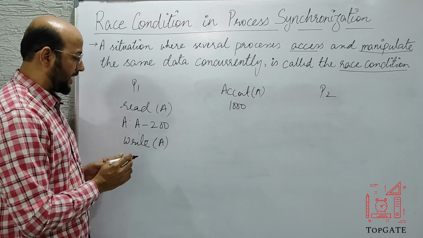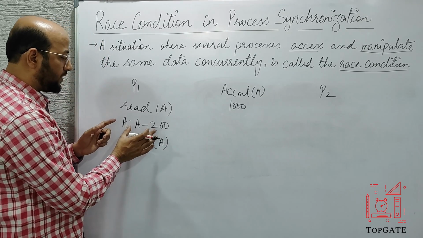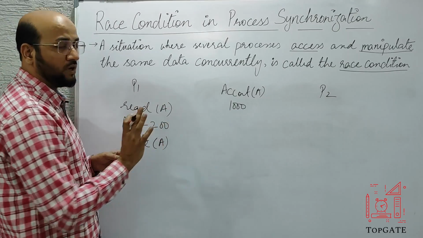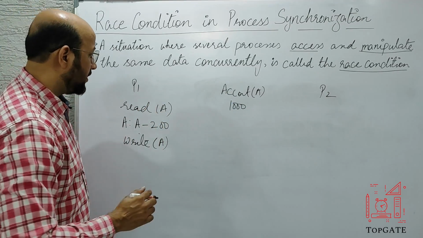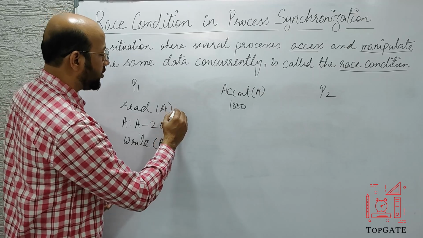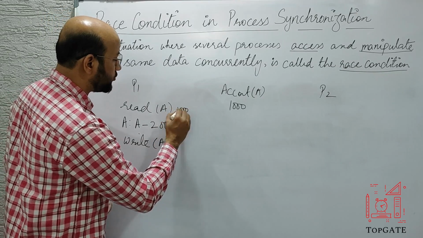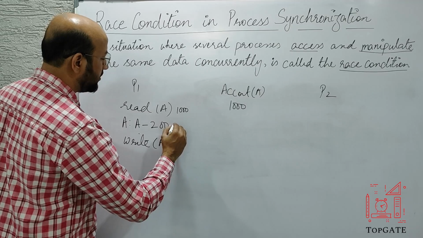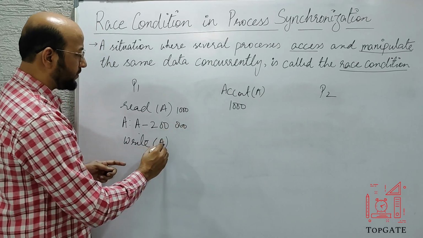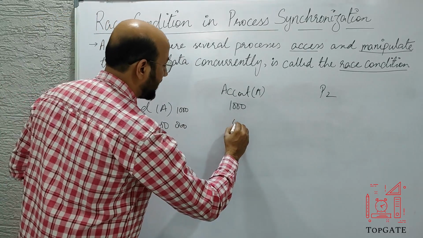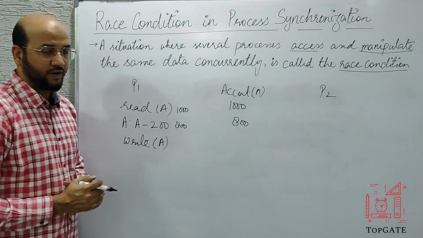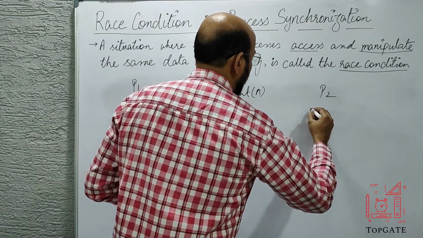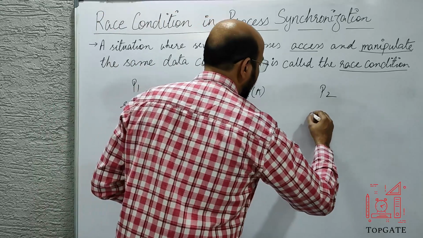Write A means the value of A that has been updated here will be written back to the account value. Clear? So what will happen here? First of all, the value of account will be read as 1000. Clear? And then A minus 200 means it is now 800, and finally write A. So 800 will be written. Clear? Fine. So again, now P2 wants to dispense some cash. So at his end, what will happen?